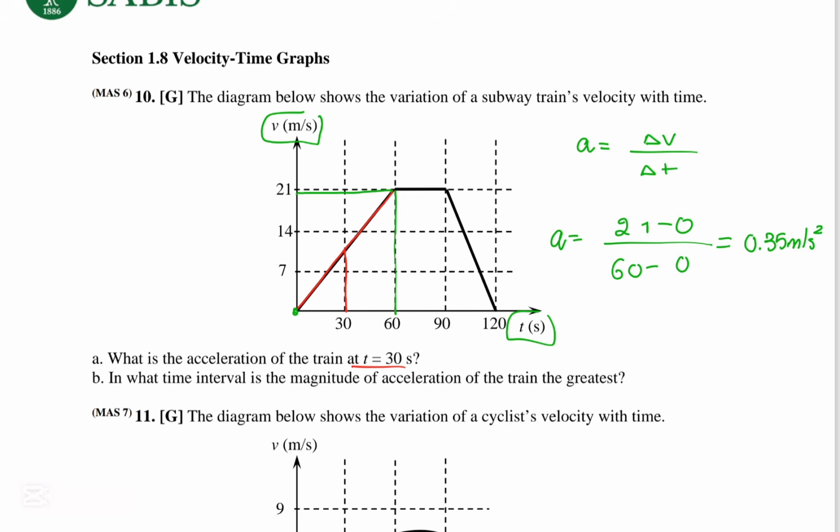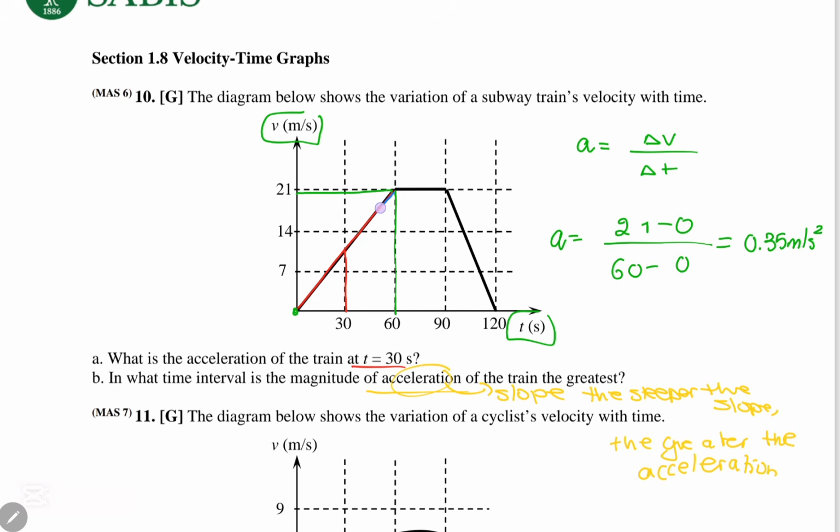Now, in what interval is the magnitude of acceleration of the train the greatest? So we know that the acceleration is the slope. So basically, the steeper the slope, the greater the acceleration. This is something very, very important to keep in mind. The steeper the slope, the greater the acceleration.